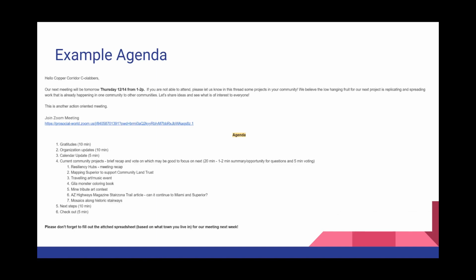And here is an example agenda that I sent out to our Copper Corridor CoLab. As you can see, I bolded the date and time so that I made that really clear and easy to find. I also included the Zoom link for the meeting. I gave a general overview and the objectives of the meeting.